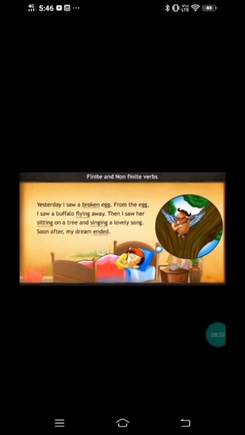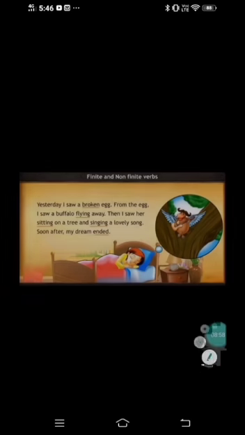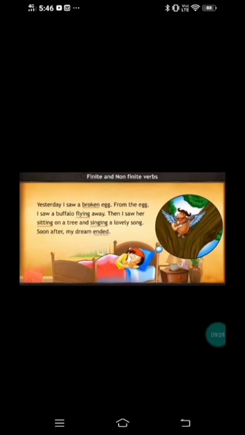Here, in these sentences, the verbs have been underlined. Yesterday, I saw a broken egg. From the egg, I saw a buffalo flying away. Then I saw her sitting on a tree and singing a lovely song. Soon after, my dream ended. So the underlined words are verbs. I saw a broken egg. So, what is broken? Egg. It is saying about the noun. How is the noun? Broken means it is describing how that egg is.